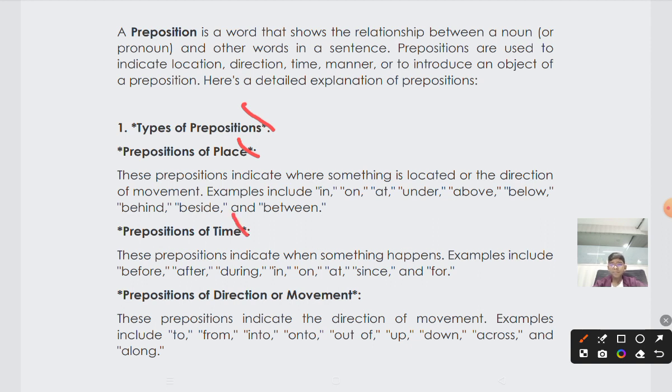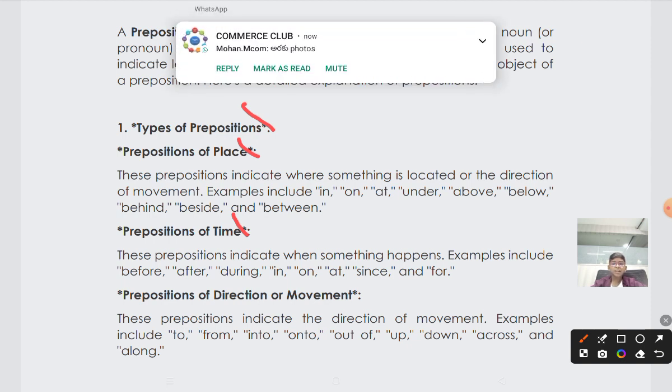Prepositions of time. These prepositions indicate when something happens. Examples include before. We came before them in a race. After. We were after the race today. During. It was very cold during the winter. In, on, at, since, and for.